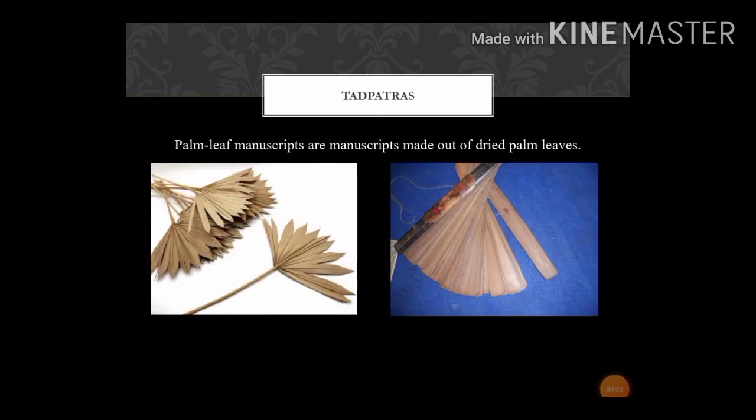Tadpatra manuscripts. Manuscripts means written by hand or the written record by hand. Tadpatras were made out of palm leaf and on them poems, Sanskrit literature, and many works regarding the administration were written. Now, you will think why they didn't write on paper, and the reason behind it is that paper was not invented by that time.